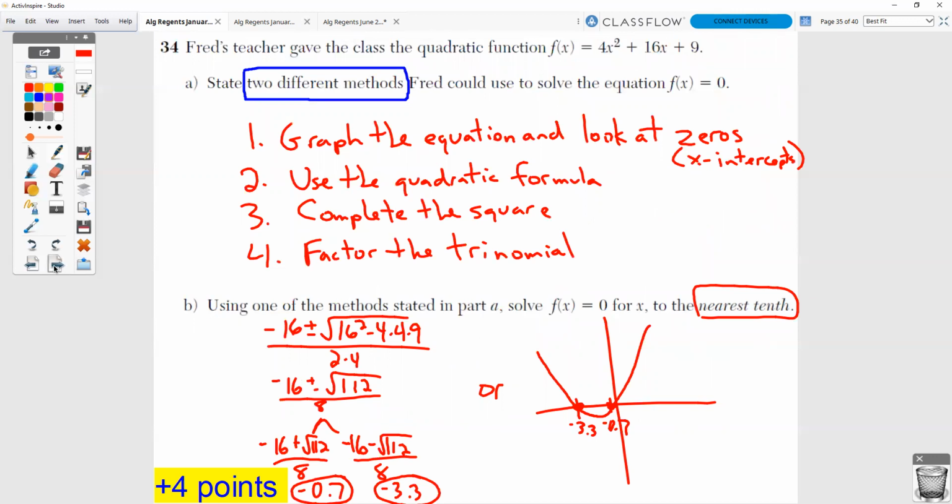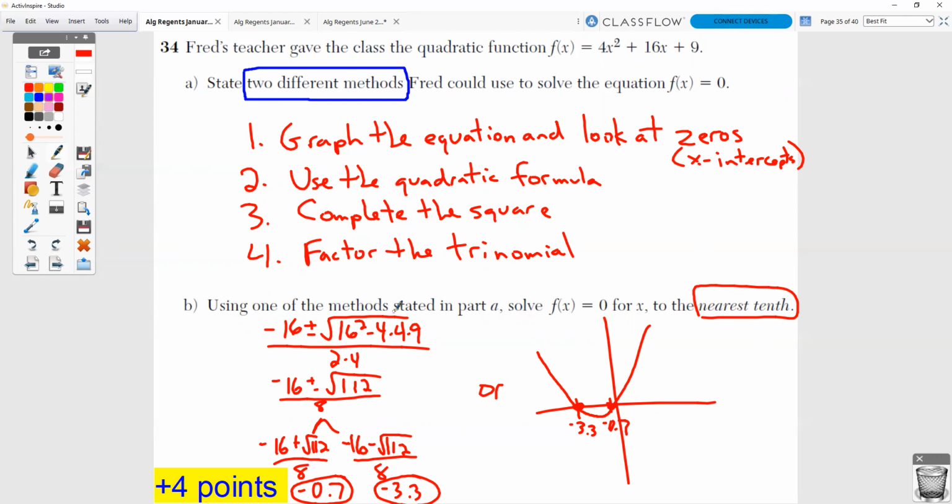Fred's teacher gave the class a quadratic function. There it is. State 2 different methods that you could use for solving it. It doesn't say in this first part what is the answer. It just says, how would you get the answer? Well, there's 4 different ways that you could do it. You could graph the equation and look at the zeros or x-intercepts. You could use the quadratic formula. You could do completing the square, or you could factor the trinomial, which is also called reverse FOIL. So you just have to say 2 out of 4 of those.